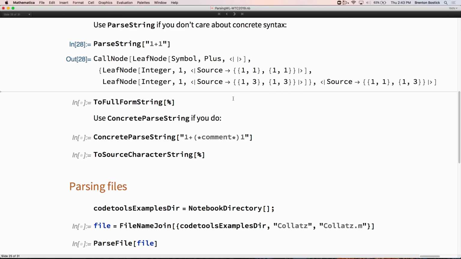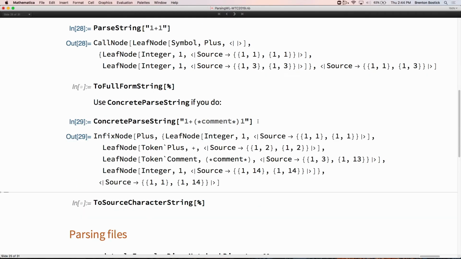Parsing strings, like I was just showing. If you want to keep track of concrete syntax, you would use ConcreteParseString, where you now have comments embedded wherever you had comments, and it's all very nice.